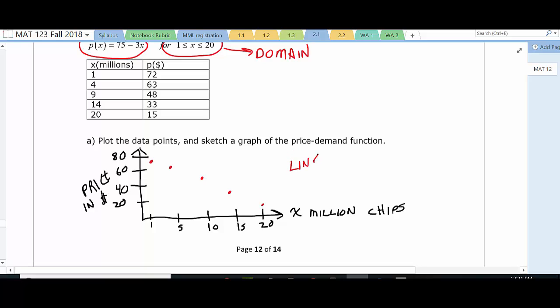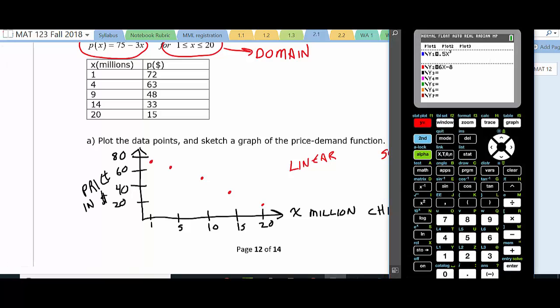Sometimes when you study data, it's linear, sometimes it's nonlinear. So that would be what we call the scatter plot. Now what I want you to do is go ahead and get your calculator out, and then we'll run through this. Again, we learned this last time.